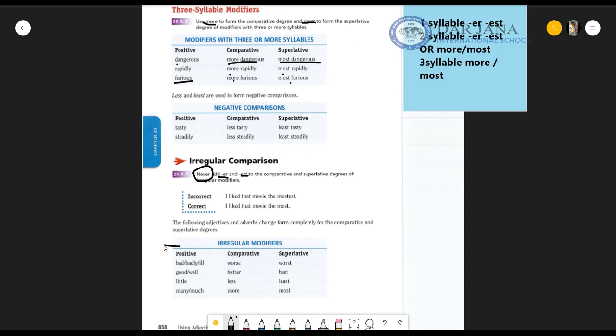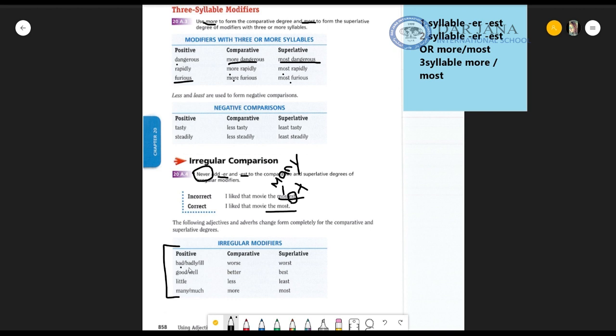And this is a table of irregular modifiers. So if I say I liked that movie the mostest, this is wrong. I cannot add EST to most because most is already a superlative form of many. So this makes no sense. And since many is an irregular modifier, then most is its superlative degree. So the correct form will be: I liked that movie the most.